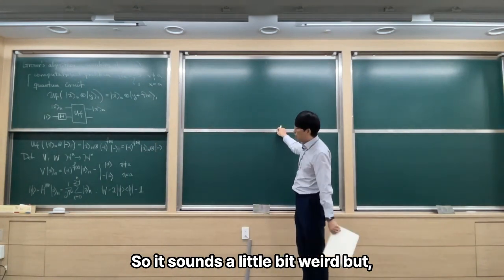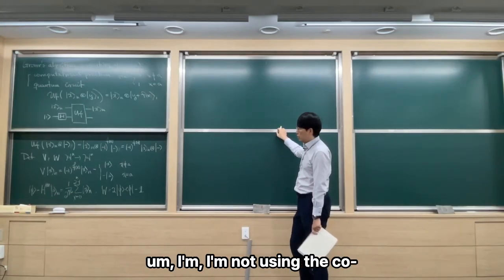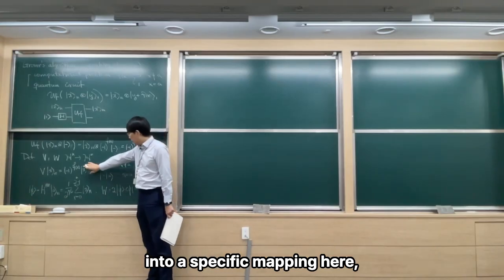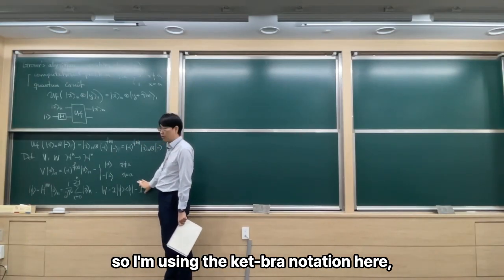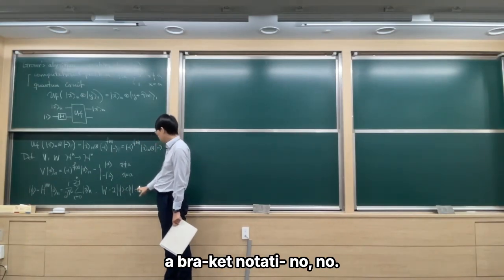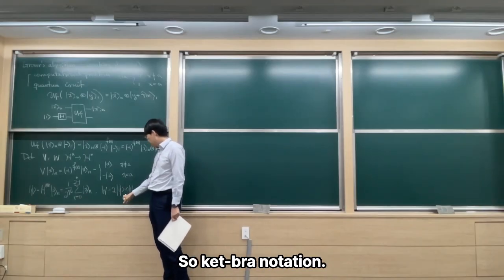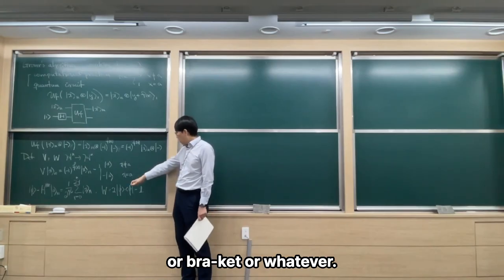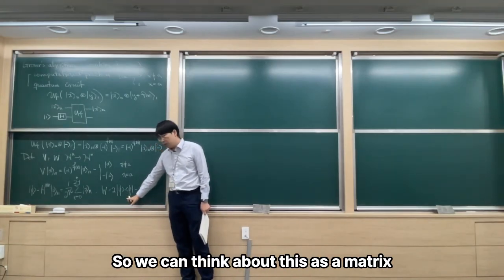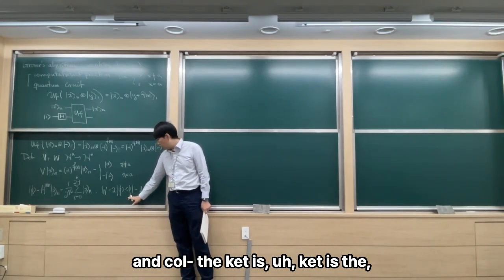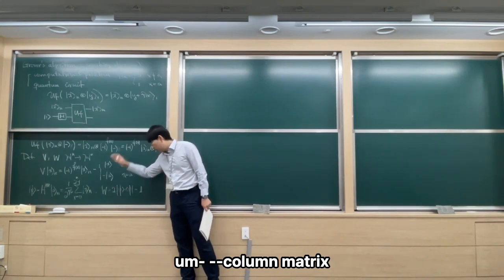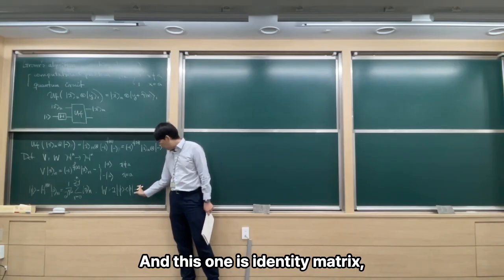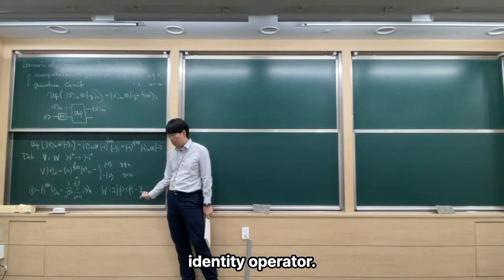It sounds a little bit weird, but I'm not using the notation of the unitary gate as a specific mapping here. I'm using the ket-bra notation, bracket notation. So whenever you have, remember when we introduced the ket-bra or bracket, we can think about this as a matrix, because the bra is the row matrix and the ket is the column matrix. So you can multiply these together to get the matrix. And this one is the identity matrix, the identity operator.